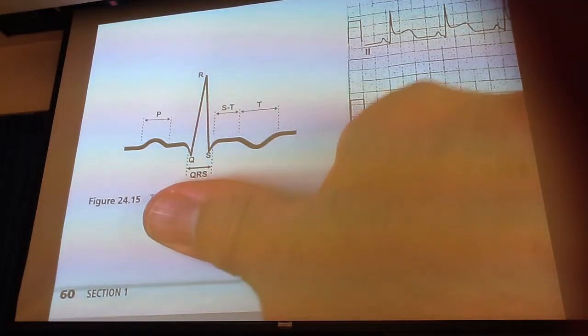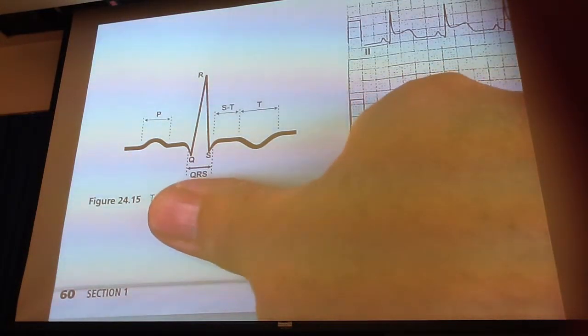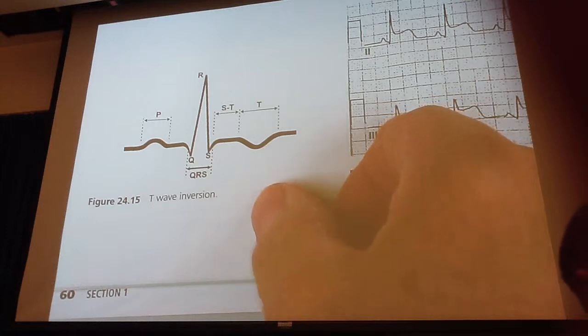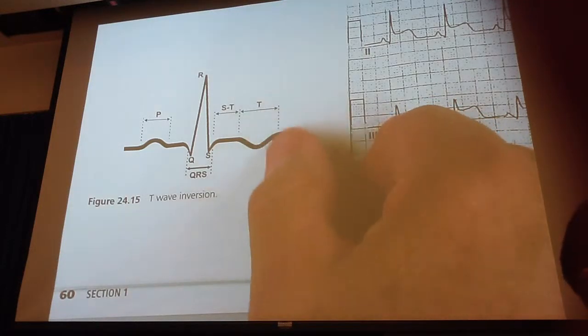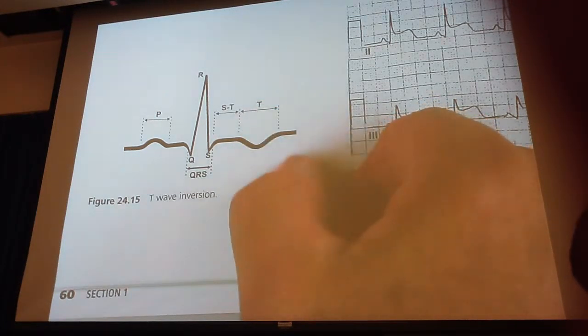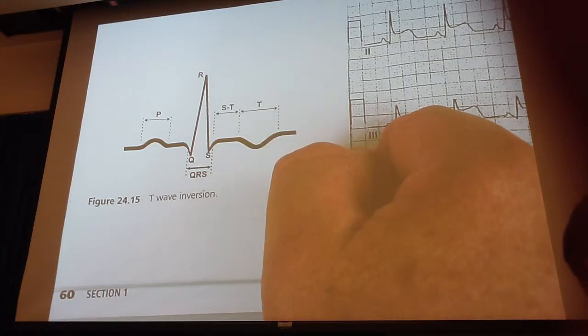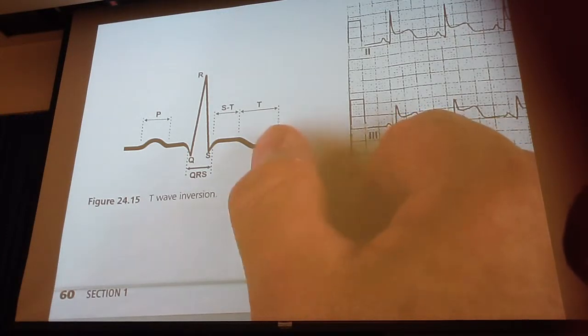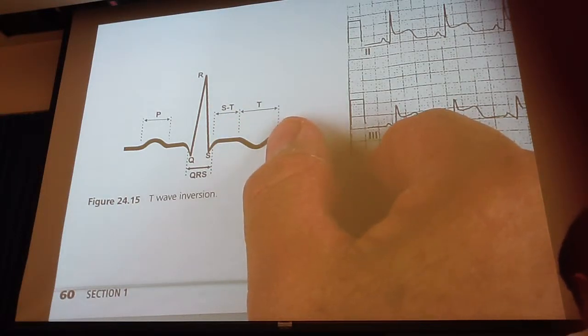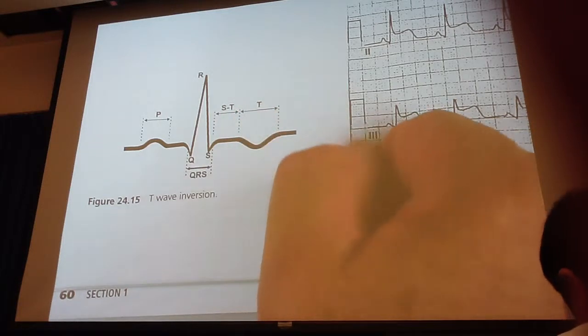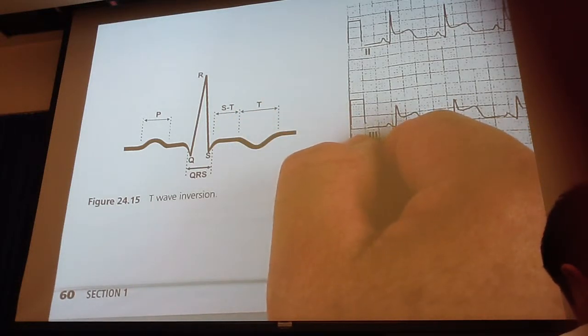Inverted. Okay, we have an inverted T wave. What does that mean? Actually, we've got T wave inversion. Okay, remember normally that should be an upward deflection. But remember, this is occurring at the end of repolarization, correct? So this should be a positive spike. But when it's negative, what does that mean?